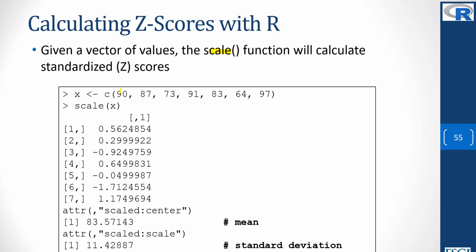If we have the same vector x here and we run scale of x, you see it gives me a list of those z-scores. Here is my mean value, and here is my standard deviation value. So this is a good summary function to run to do these kinds of calculations for a normal distribution.